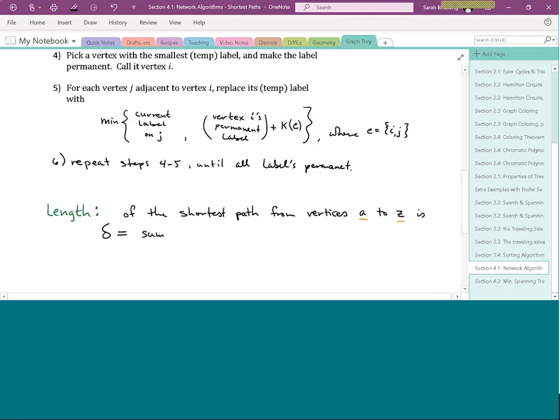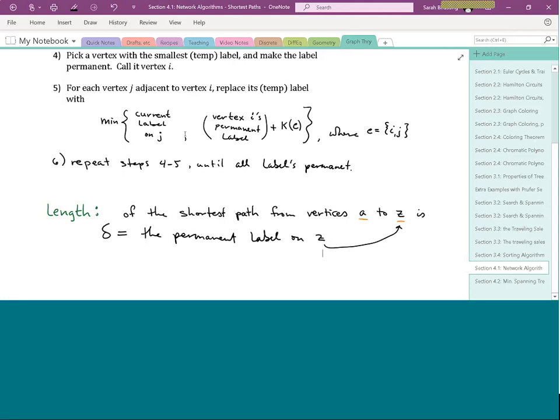Well, I shouldn't say the sum. It is actually the permanent label on Z. So that's one of the reasons why we care about these permanent labels. As soon as you get a permanent label on the vertex you were trying to get to, the ending point on your path, that permanent label will actually tell you the shortest path to Z is. Why? Because each of these permanent labels, once it converts to permanent, is actually telling you the shortest way to get from your starting vertex to whatever vertex you're on.